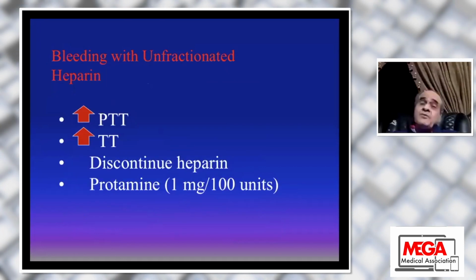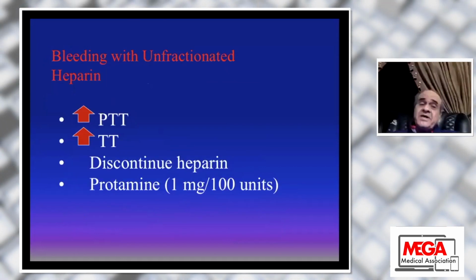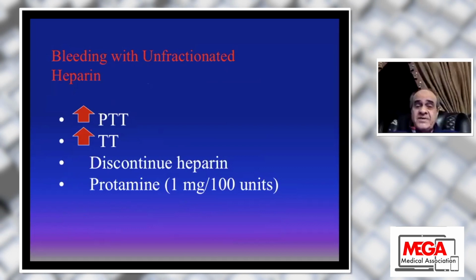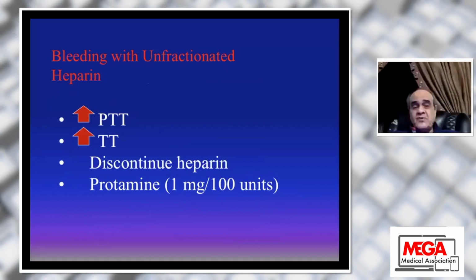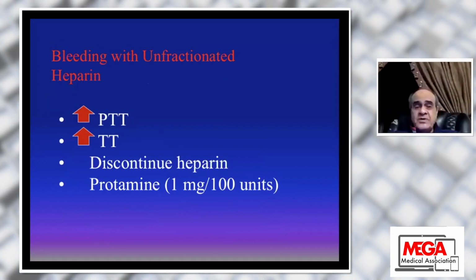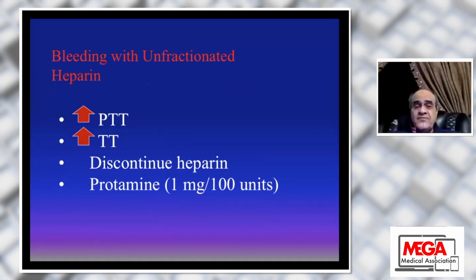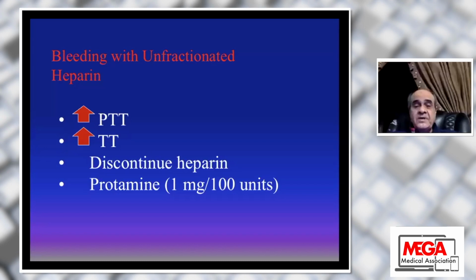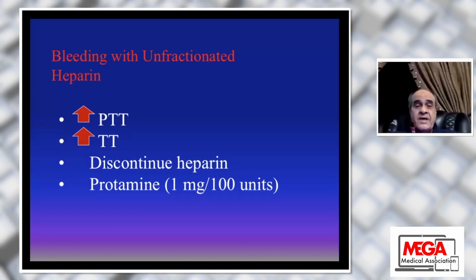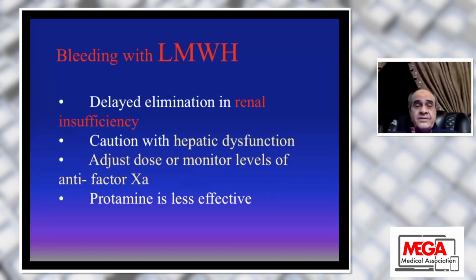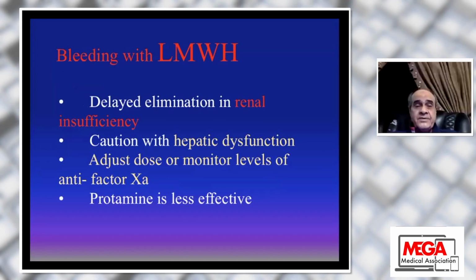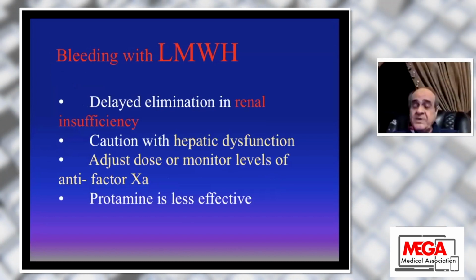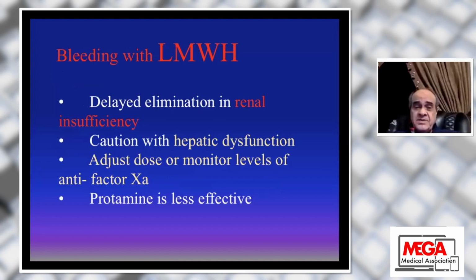Bleeding with unfractionated heparin, as we know, the specific antagonist here is protamine. We have to stop heparin, of course, and we have to give 1 milligram for every 100 units. Bleeding from low molecular weight heparin, also we can use protamine. Yes, it is less effective, the dose, especially in obese patients and in renal impairment patients, and also with hepatic dysfunction.